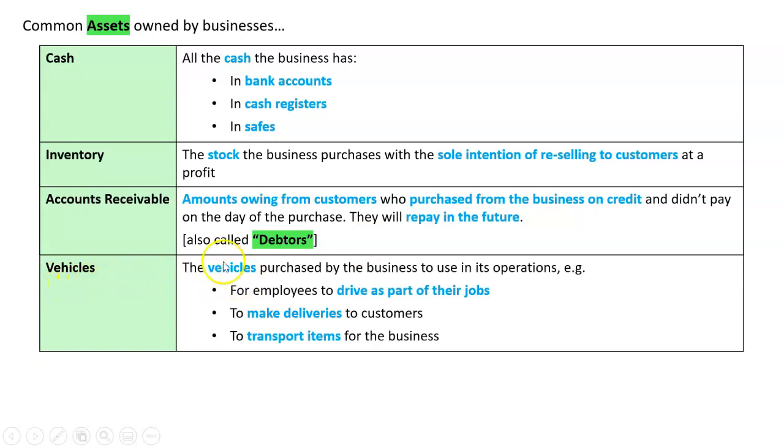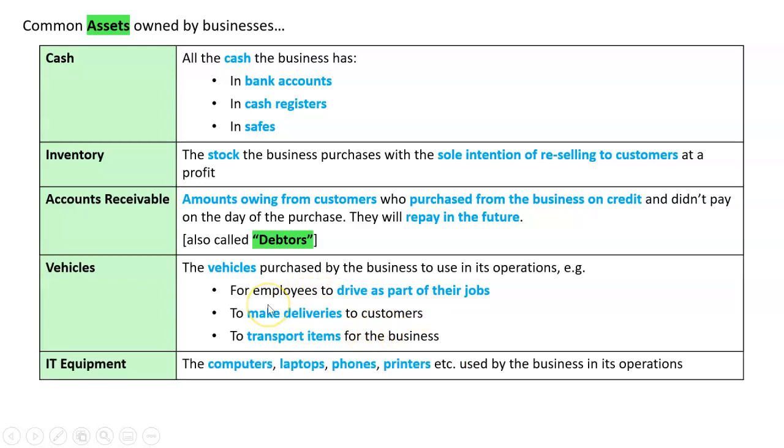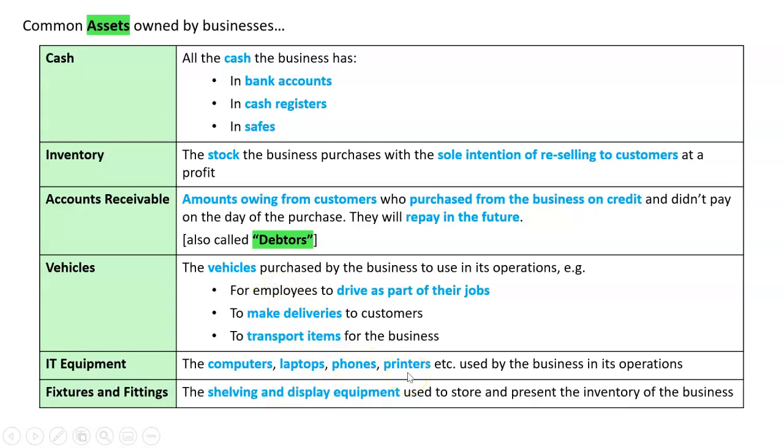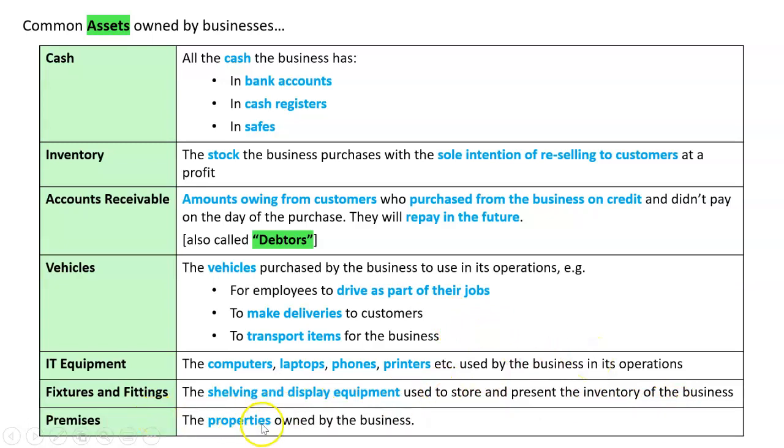Vehicles, that's a common one. So the vehicles that we have for employees to drive as part of their jobs, to make deliveries to customers, transport items, etc. IT equipment's a common one: computers, laptops, phones, printers, etc. And you're going to see this one, fixtures and fittings. It's a bit weird, what's a fixture and a fitting? But it's basically the shelving and display equipment used in a retail store to present the inventory of the business. So they're probably the most common ones, along with premises, any properties we own. But that could be anything that the business owns.